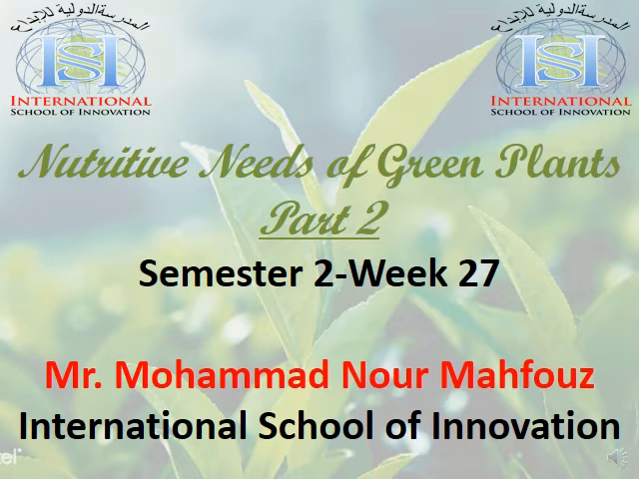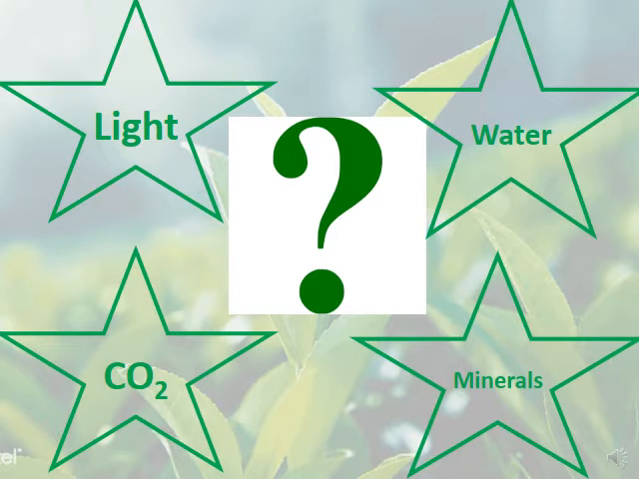Hello, grade 7 students. In this video, we're going to continue with the nutritive needs of the green plants, part 2 for the week 27 in semester 2. So we saw that we have four important nutritive needs for the green plants. We have the light, we have water, we have carbon dioxide, the CO2, and we have the minerals.